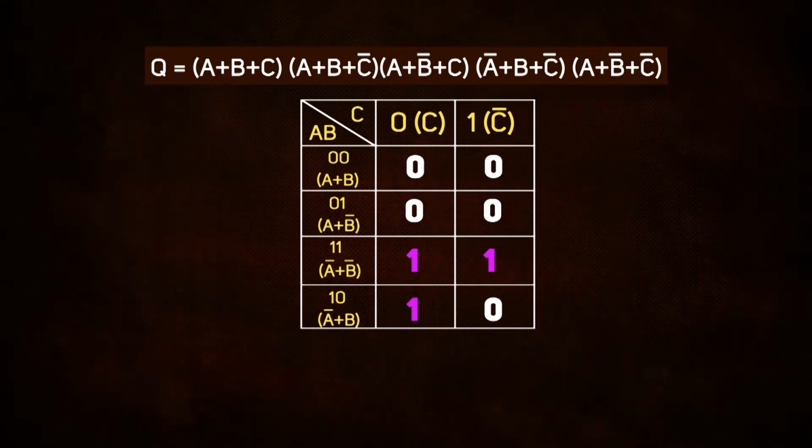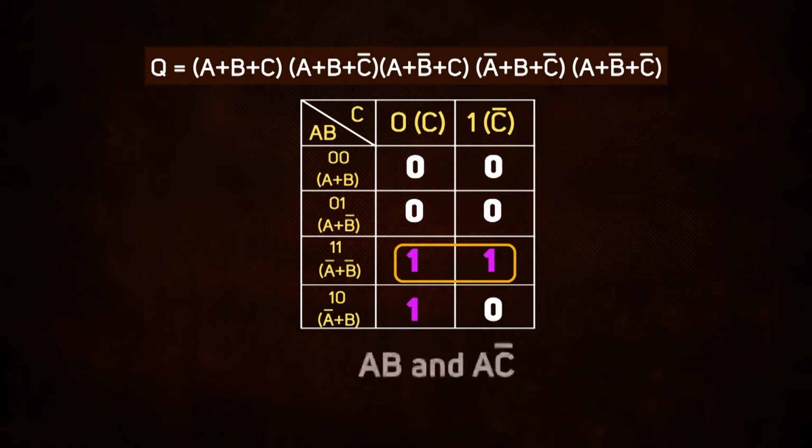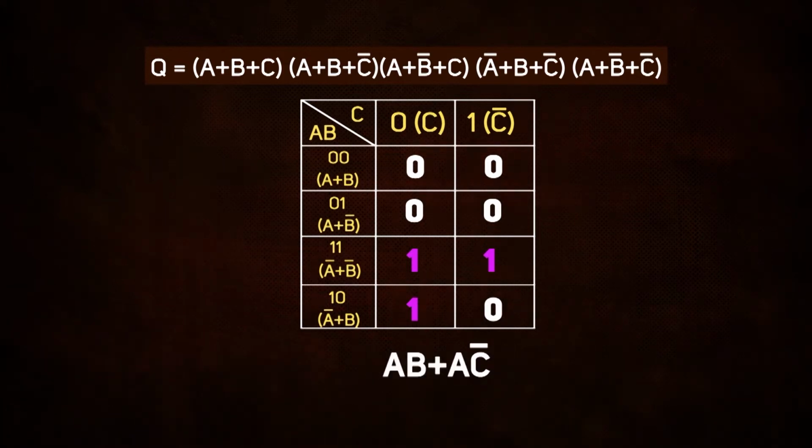Let us mark ones and group them. We get ones in the cells corresponding to 110, 111 and 100. Now, let us group them. We get 2 pairs and the reduced minterms are AB and AC complement. Thus, we obtain the simplified sum of products expression of the given function, AB plus AC complement.